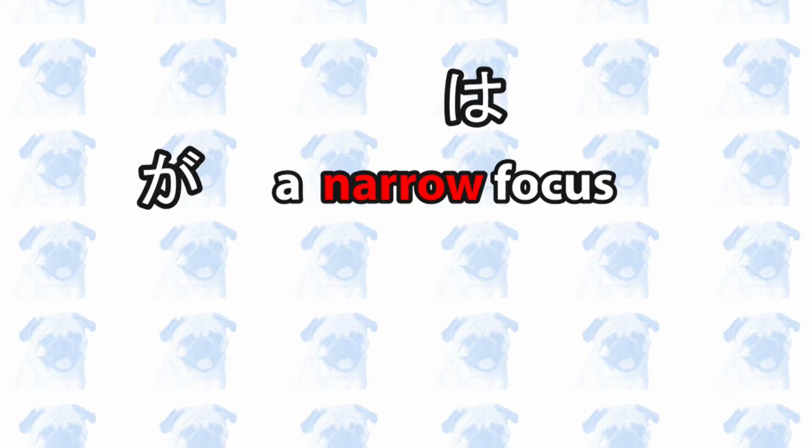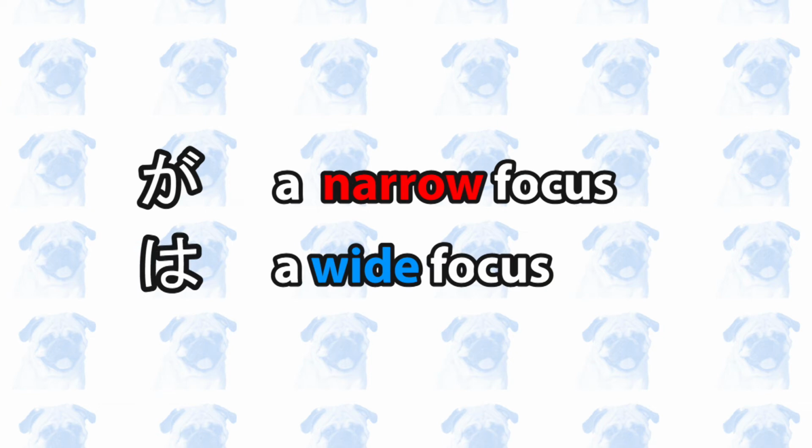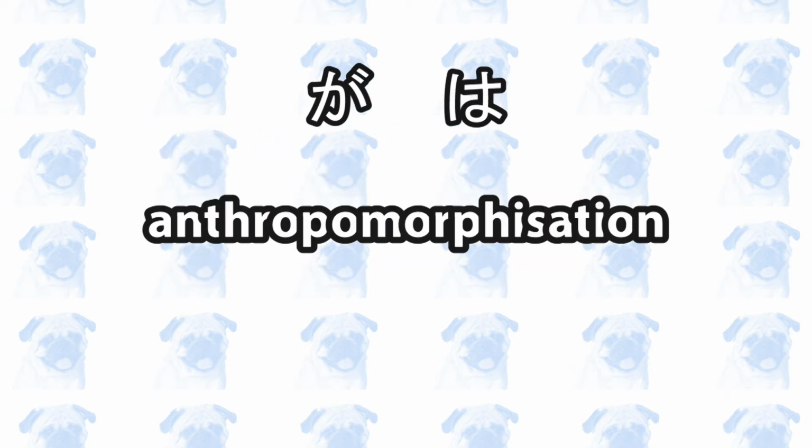One of the main differences between ga and wa is that ga has a very narrow focus, whereas wa has a wider focus. This difference can be very subtle, and it is very difficult to explain without resorting to the use of technical terms. However, I want this video to be accessible to people without any background in linguistics, so let's anthropomorphize these particles and contrast their personalities.